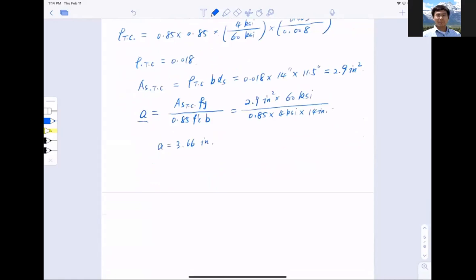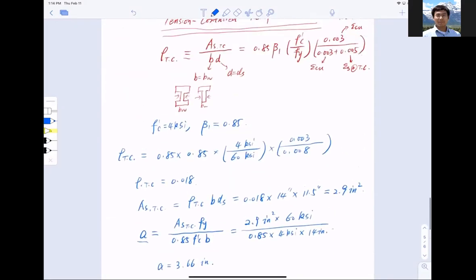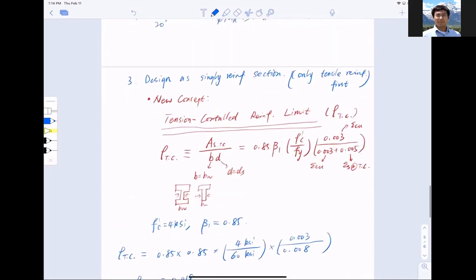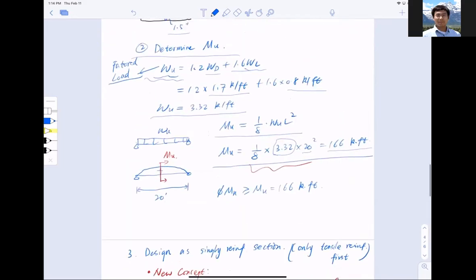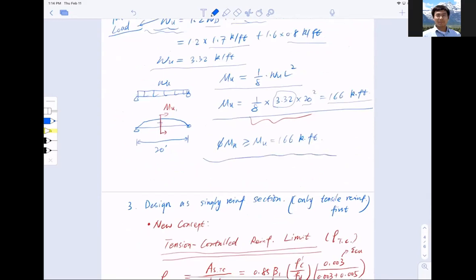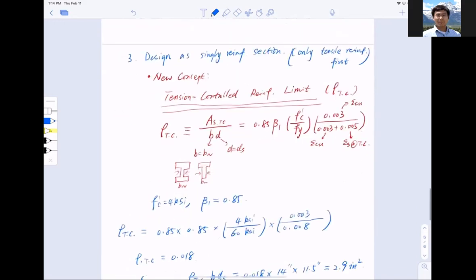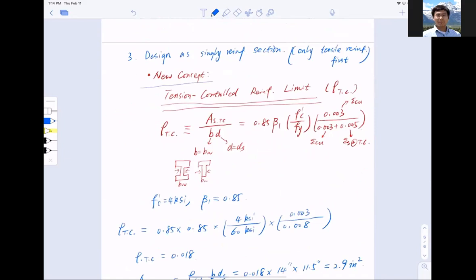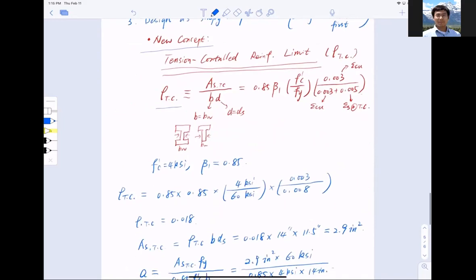Okay, so I want to make a quick pause here. I apologize for not recording the first 10 minutes of the lecture. What we did from last lecture till we reach the applied moment at the middle span of the simply supported beam, and we introduced a new concept called tension control reinforcement limit. This is a reinforcement ratio where my steel strain reaches 0.005.